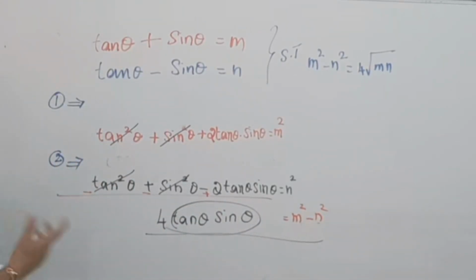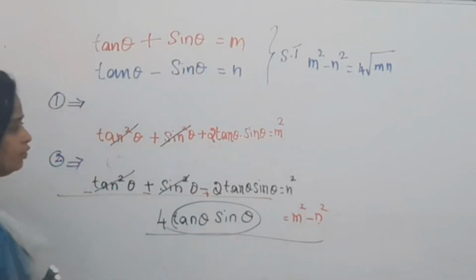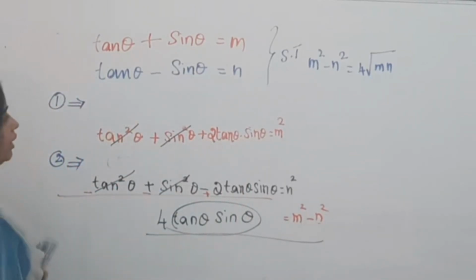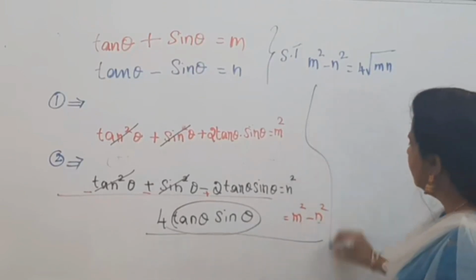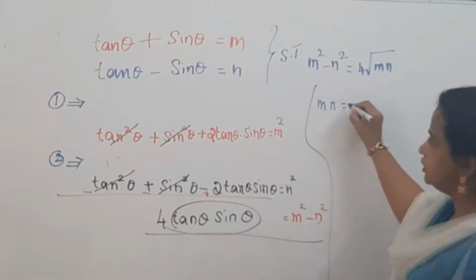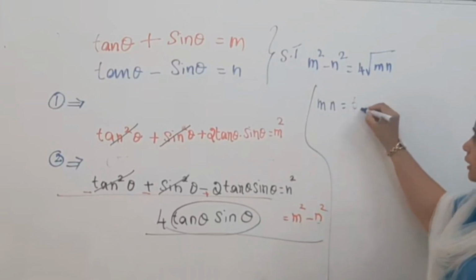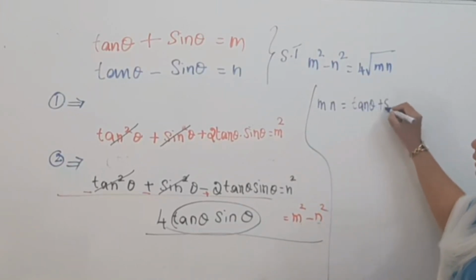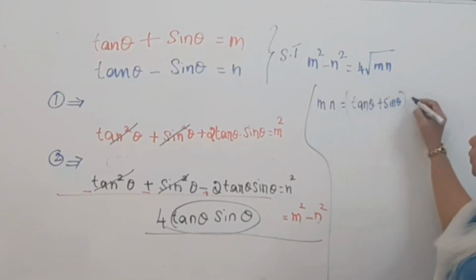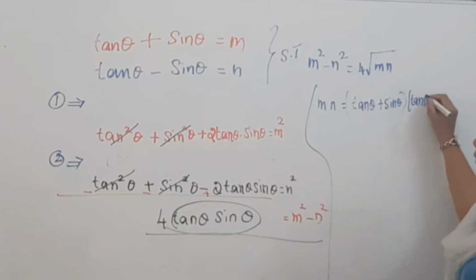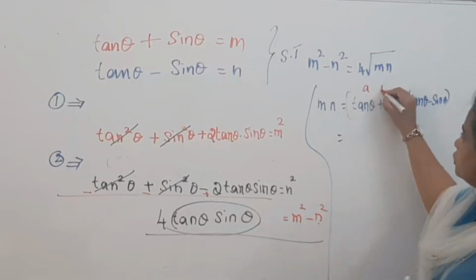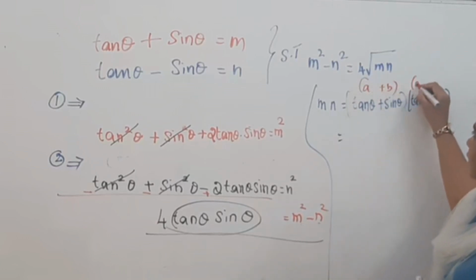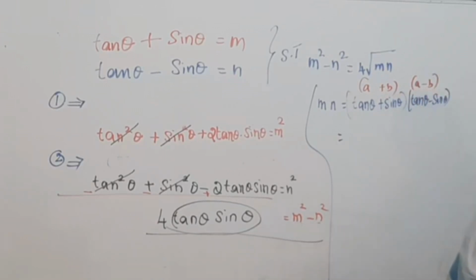What do I have to find next? Next I have to find my mn. So mn, that is m into n, which is equal to, m is what? Tan theta plus sine theta into tan theta minus sine theta. That is my m into n. This is of the form a plus b into a minus b, that is the a square minus b square form.